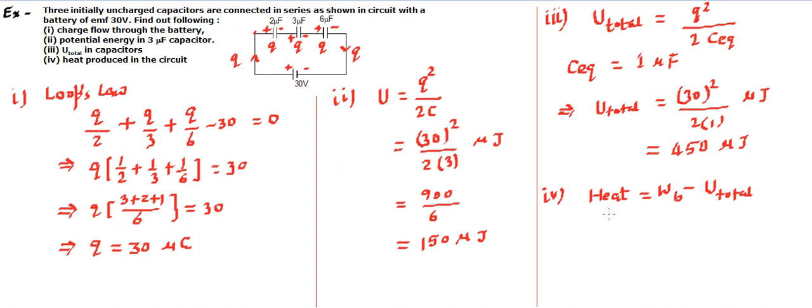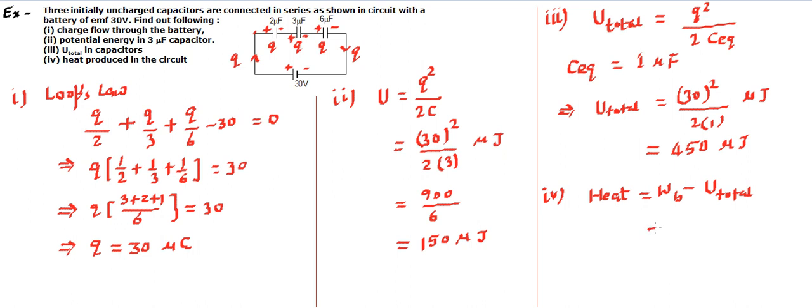If you remember the statement that we had earlier, that 50% is stored and 50% is lost. So we can directly say the amount of heat is going to be the same as the amount of energy stored in the capacitor, because 50% of the work done by the battery is stored in the capacitor and 50% is lost in the form of heat.